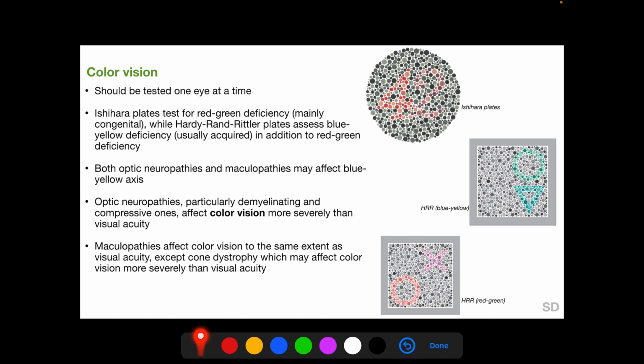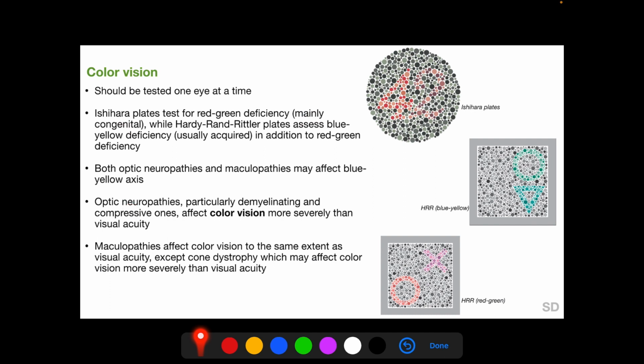We have Ishihara plates which test for red-green deficiency, and we have Hardy-Rand-Rittler plates which can also assess for the blue-yellow axis in addition to the red-green axis. Both optic neuropathies and maculopathies affect the blue-yellow axis and not the red-green axis, which is mainly affected in congenital situations.